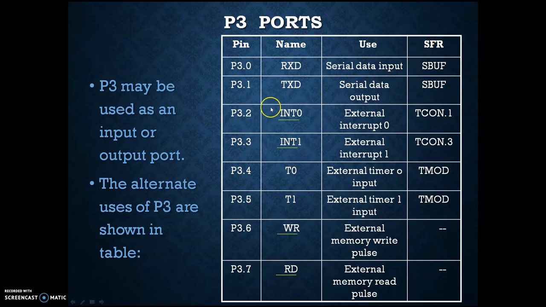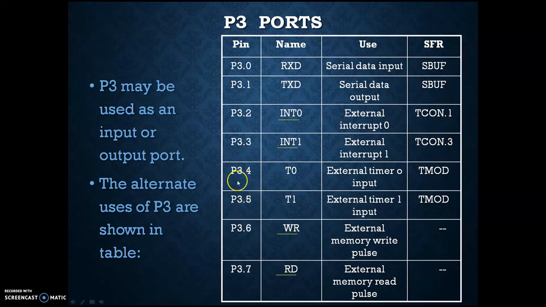Now, P3.2 and P3.3, the third and fourth pins, are INT0 bar and INT1 bar, which are external interrupt 0 and external interrupt 1. While discussing the block diagram of the 8051 microcontroller, we have seen that there are two external interrupts, interrupt 0 and interrupt 1, and these are related to the timer control register. We will come to this timer control register while discussing the special function registers.